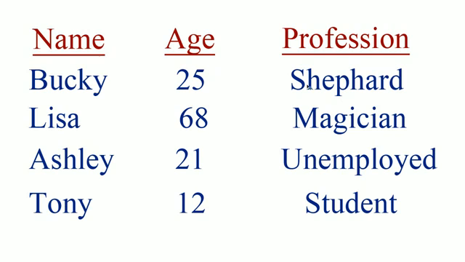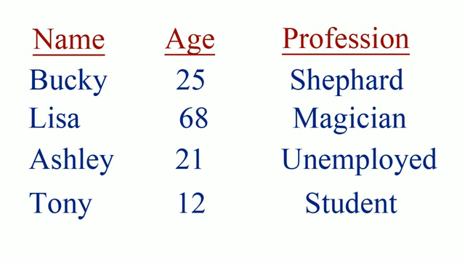Now the rows are a little bit different because each individual entry goes on a separate row. The first entry I have is Bucky, who's 25, and his profession is a shepherd. On the second one, like I said, each row is like an individual entry. So for Lisa's entry, it would be name, Lisa, age, 68, profession, magician. So once we have each column with a separate category and each row is a separate entry, it can really help you identify and organize a bunch of data very specifically.